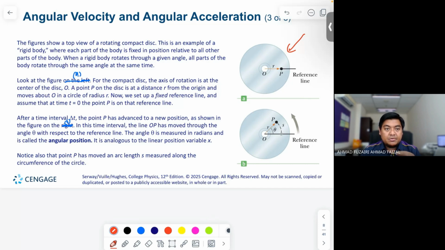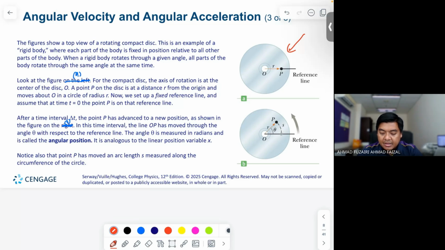When a rigid body rotates through an angle, remember, when we talk about motion in rotation, all parts of the body will also rotate through the same angle at the same time. So look at the figure. Basically, on the slide it says look at the figure on the left, but it should be look at figure A.